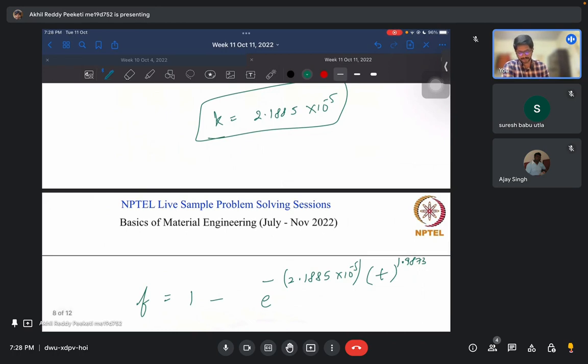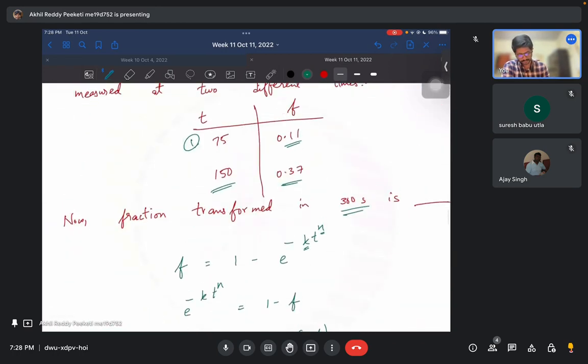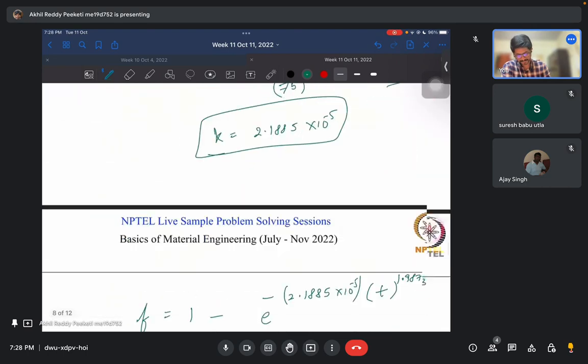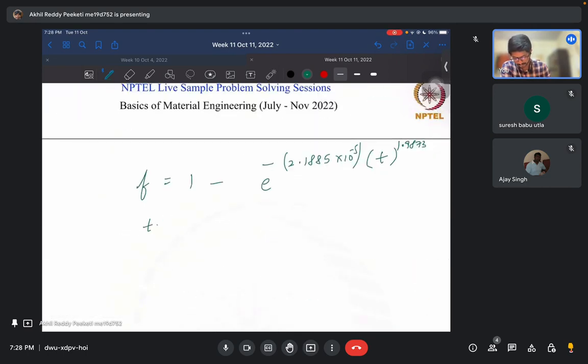Okay, this will be the final equation. Now we are asked what is the fraction in 300 seconds. So t equals 300. So f would be 1 minus exponential of minus 2.1885 minus 5 into t to the power something. So 0.84. Okay.